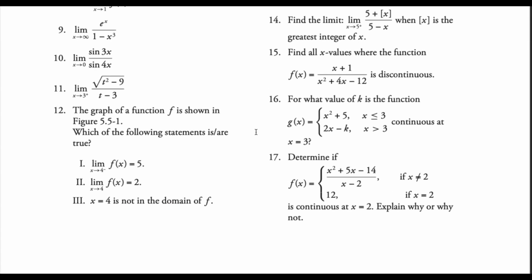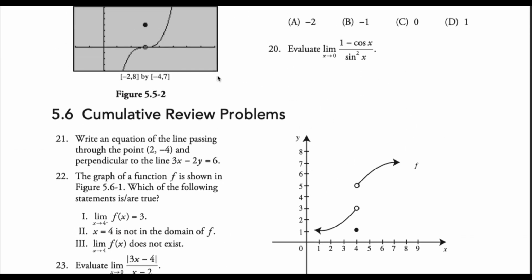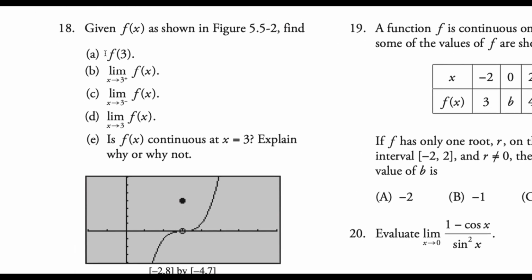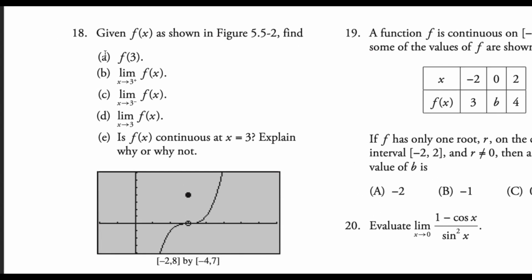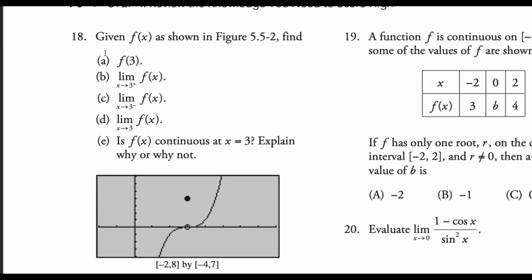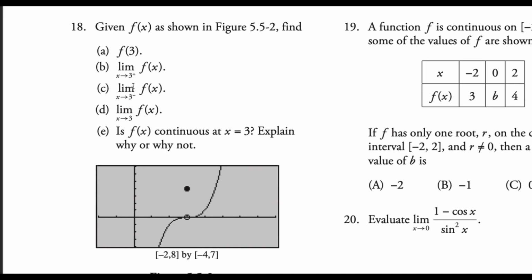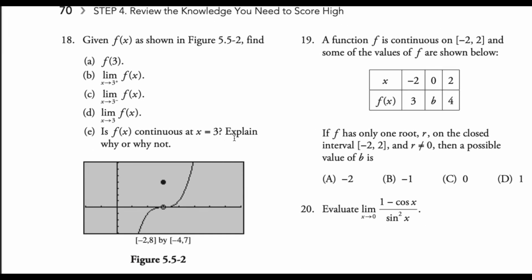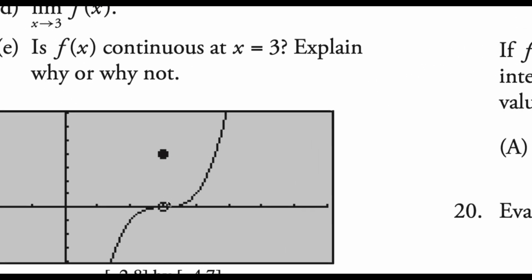Okay, let's work on the next example. Given f(x) as shown in the figure, find f(3), the limit of f(x) as x approaches 3, and explain why or why not. This one is actually pretty easy. Let's take a look at the first part. To find f(3), we look at this black dot right here and count: 0, 1, 2, 3, 4. So f(3) is going to be 4.